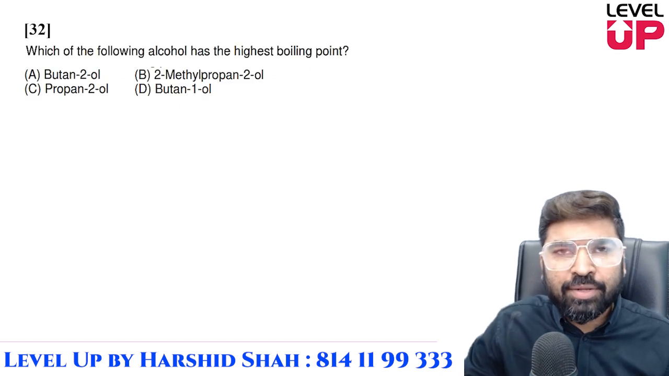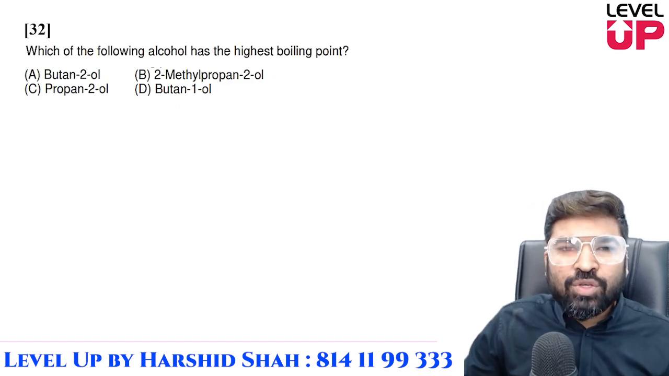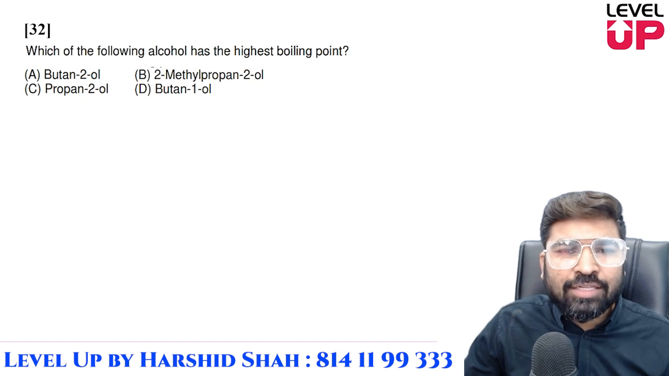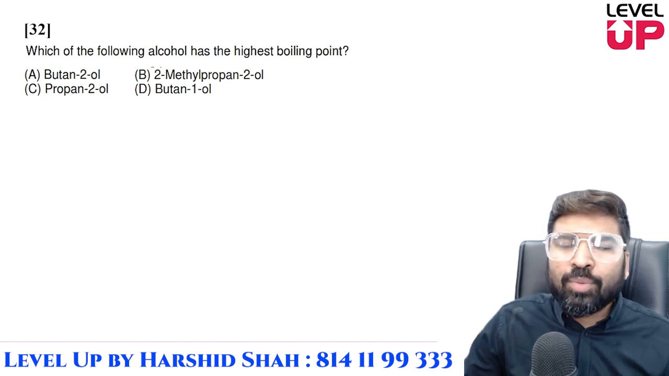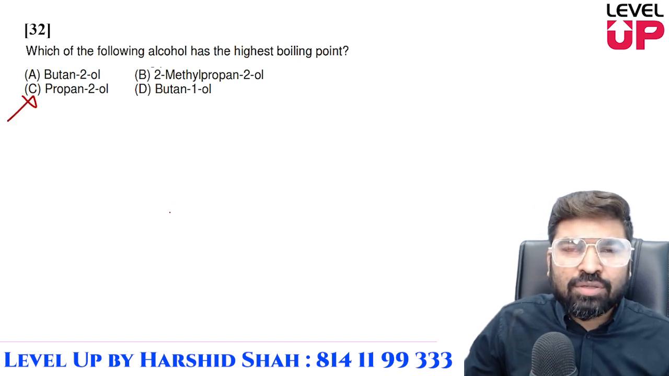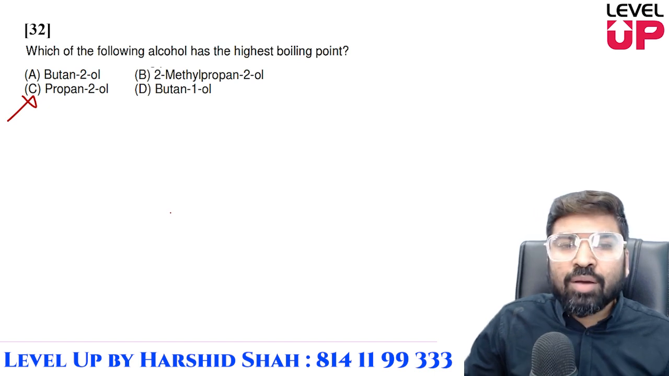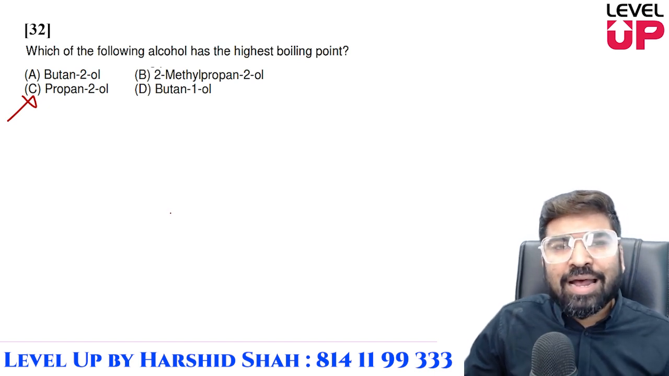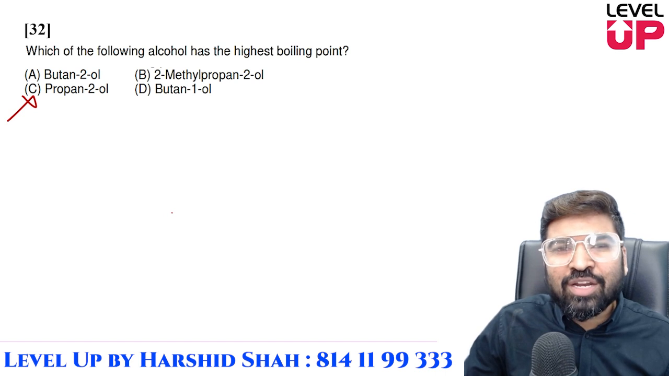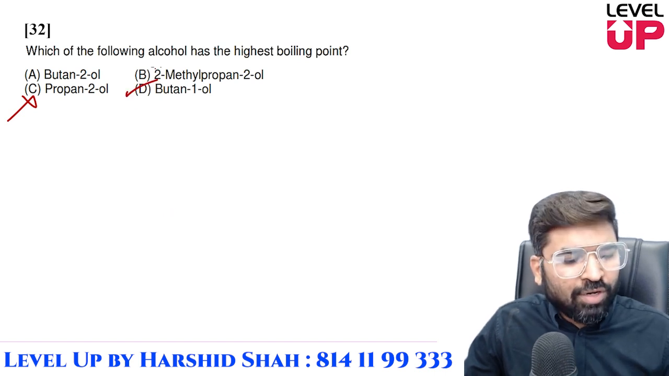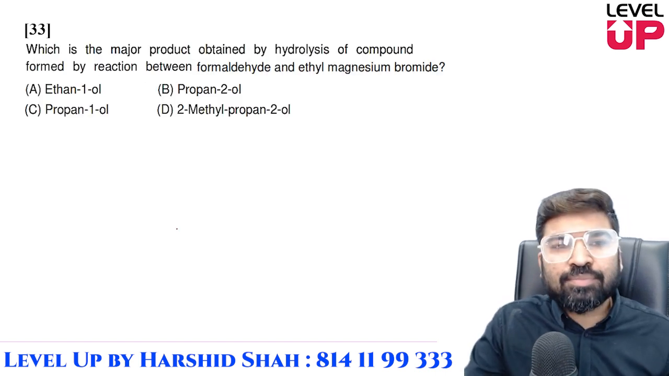POM, preoperative medicine. Which of the following alcohols has the highest boiling point? Butane-2-ol, 2-methyl-2-propanol, propane-2-ol. Propane-2-ol will be the least carbon compound. So boiling point उसका ज़्यादा कैसे हो सकता है? Butane-1-ol. The primary one has to have the higher boiling point in all the isomeric ones. So butane-1-ol is the primary.